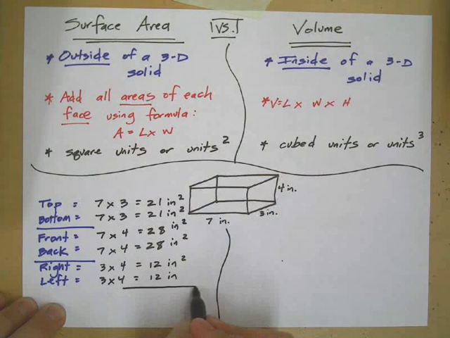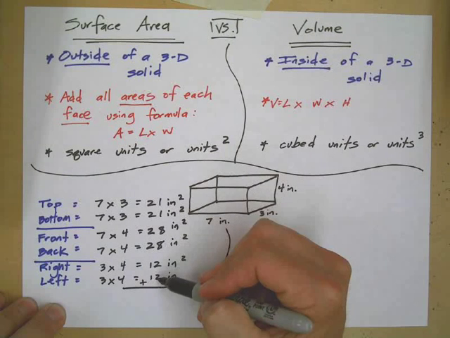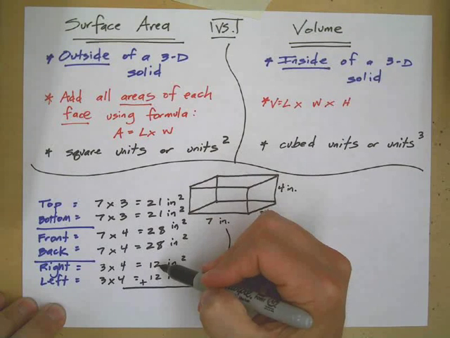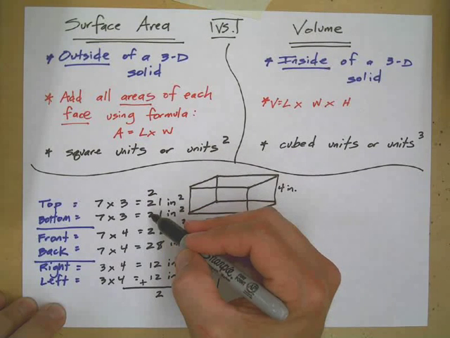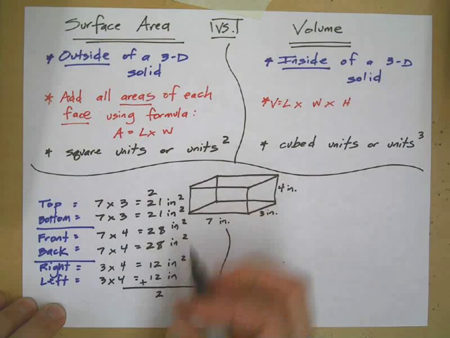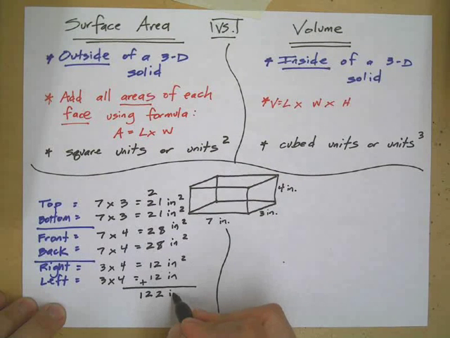Now, to figure out our surface area, we simply add all these up. 28 and 28 is 56, 12 and 12 is 24, that's 80, plus the 42 up top is 122. So we get 122 inches squared.